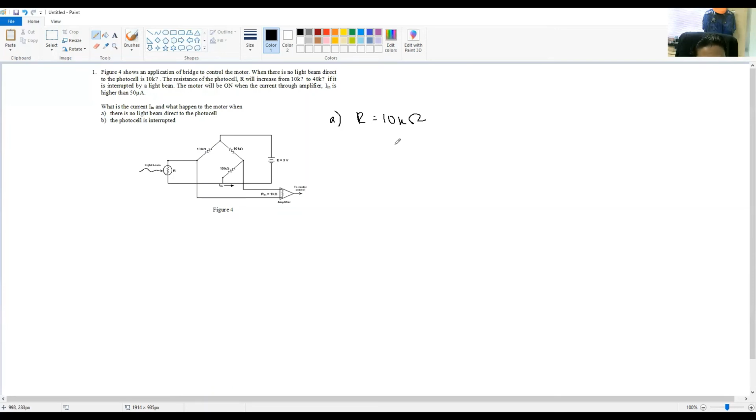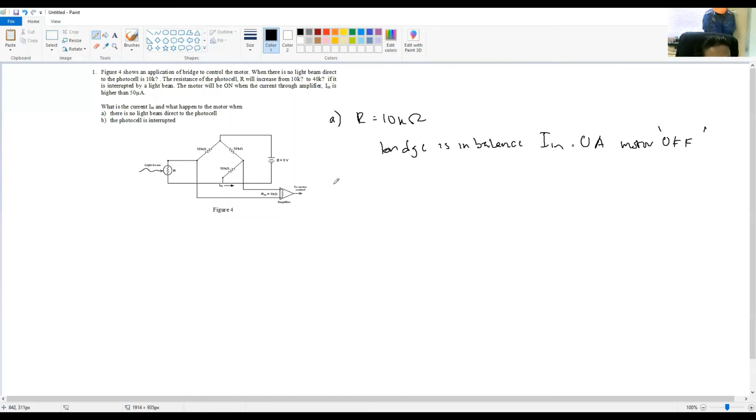So if the bridge is balanced, I in equals 0 ampere. That means the motor will be off. So what happened to the motor? The motor will be off, not turning, when the bridge is balanced and there is no light beam.